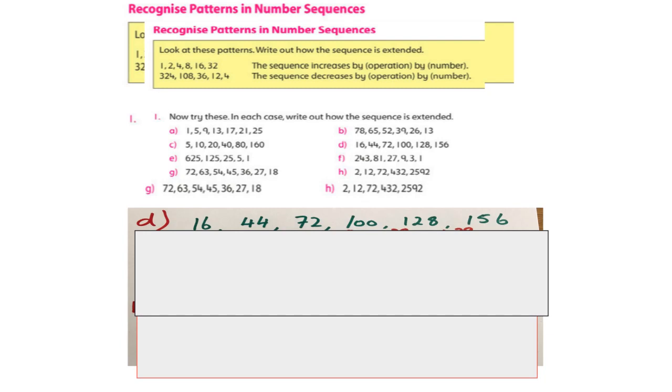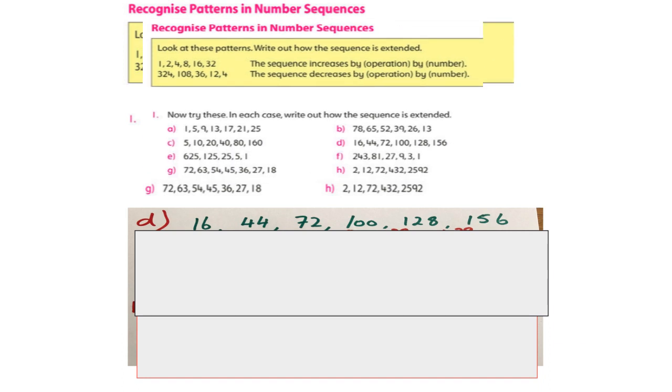Let's have a look at these number sequences. So recognize patterns in number sequences. In this question, I did question A with you yesterday. We had to identify how the sequence is extended. That's the question.